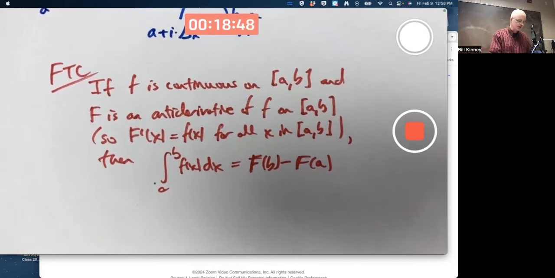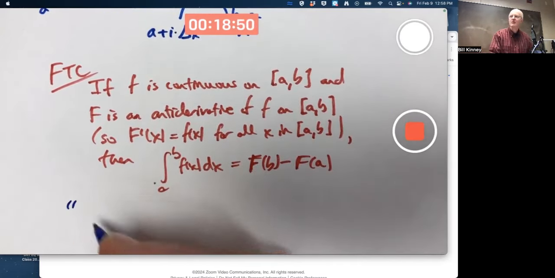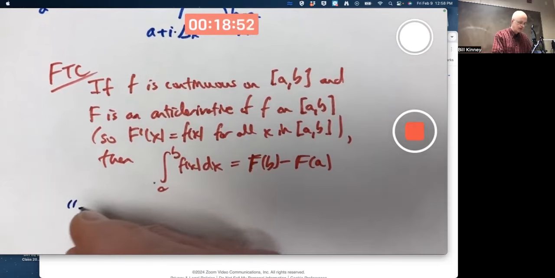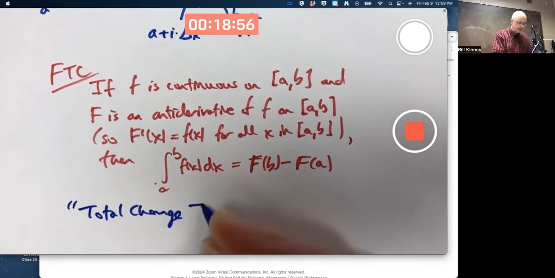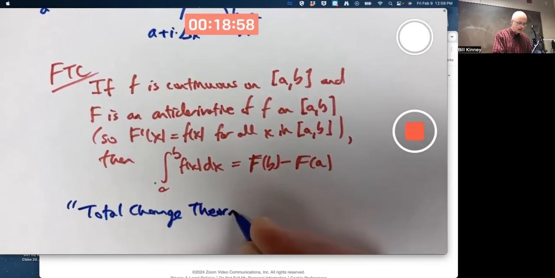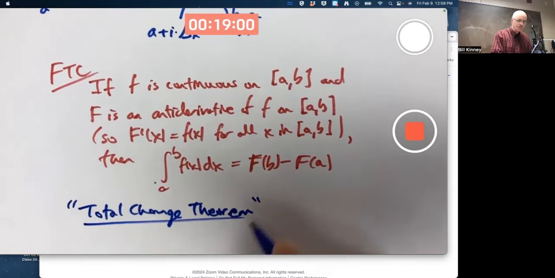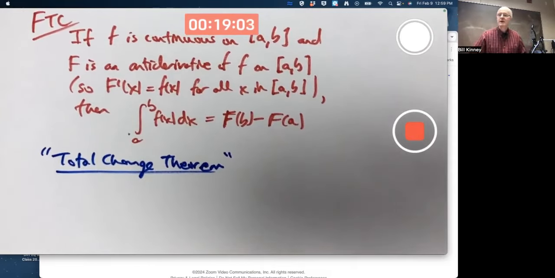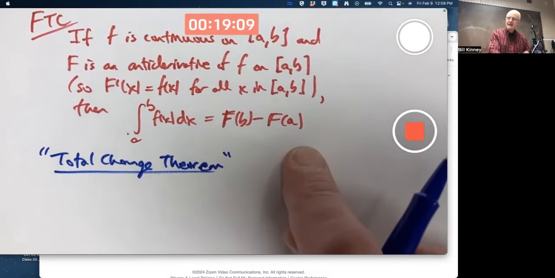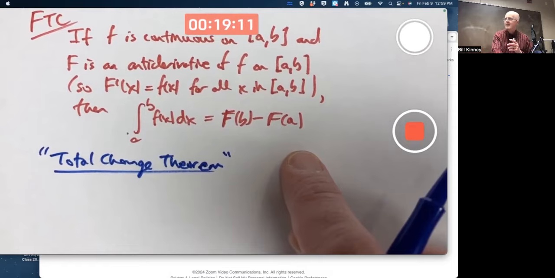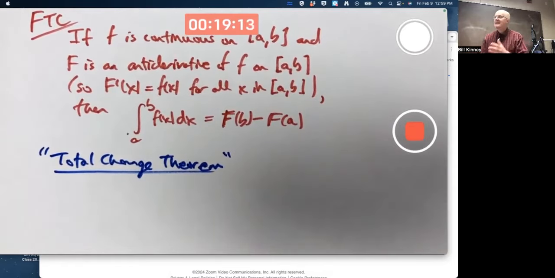There is another version of this that is sometimes called the "total change theorem." I'm going to put that in quotes, because I'm not going to really write it as a theorem. That's why I'm putting it in quotes. And not everybody calls it this. Essentially, I'm just going to write this equation in another way, in a way that makes its truth, dare I say, obvious?